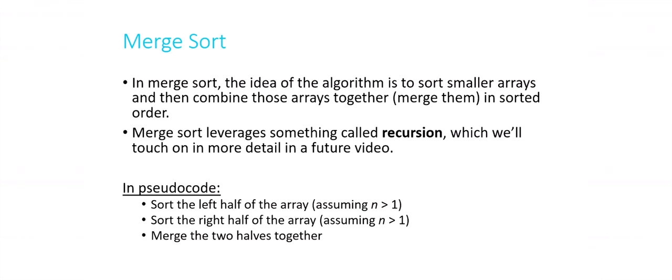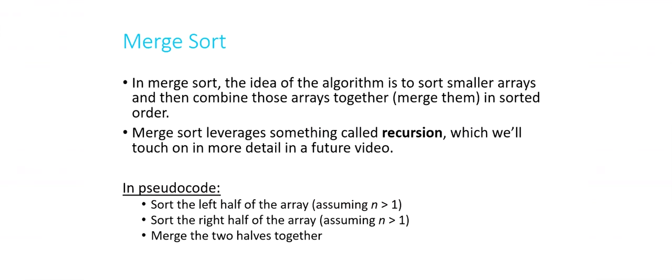It leverages something called recursion, which we'll talk about soon in another video. If you want a better understanding of how recursion works, you might want to take a look at that video before watching this one, because this is going to talk about recursion quite a bit. Merge sort is definitely the most complicated of the 4 different types of sorts that we cover in the class, so I'm going to go through this one a little more slowly than the other ones.